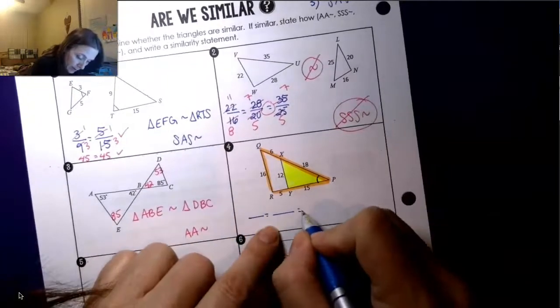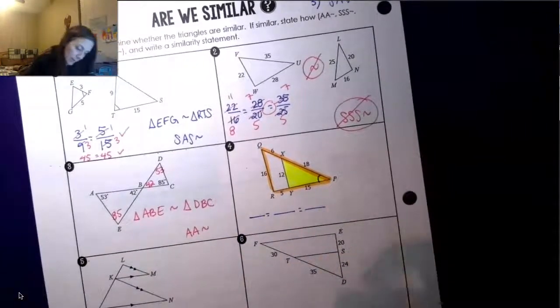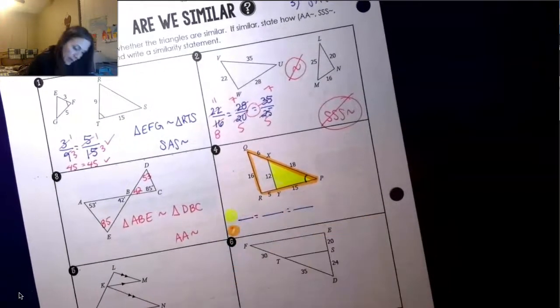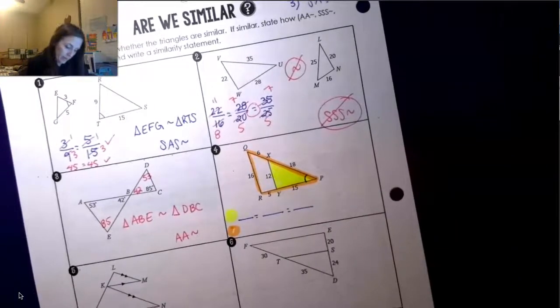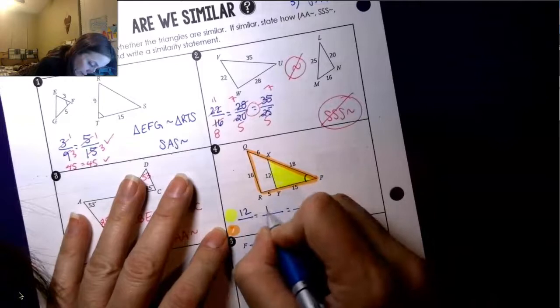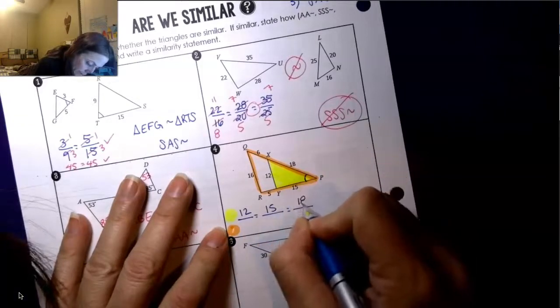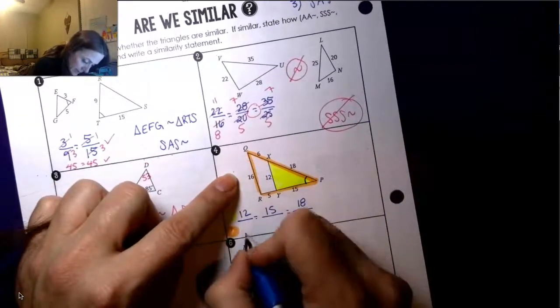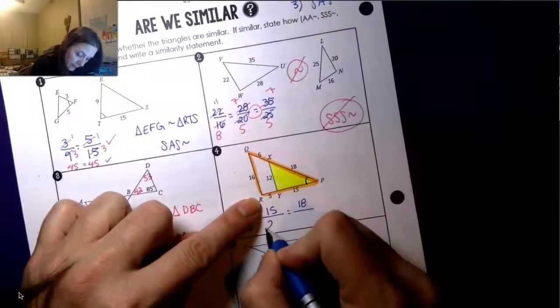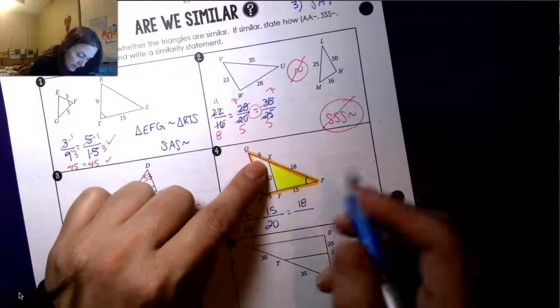The yellow triangle, I'll go ahead and put the yellow up top, and I'll put the orange down below. It usually starts small, medium, large. So small is going to be 12, 15, 18. Large is going to be 16, 5 plus 15 is going to be 20, 8 plus 6 is going to be 24.